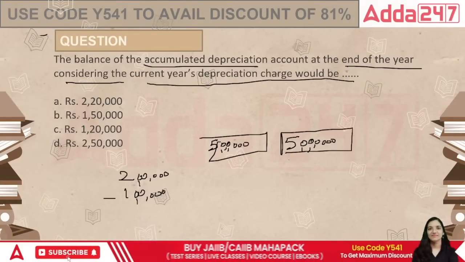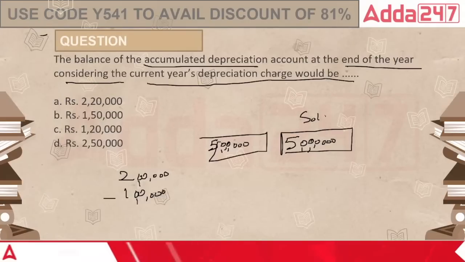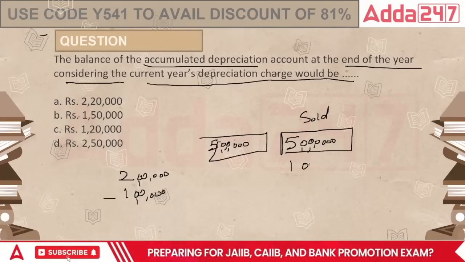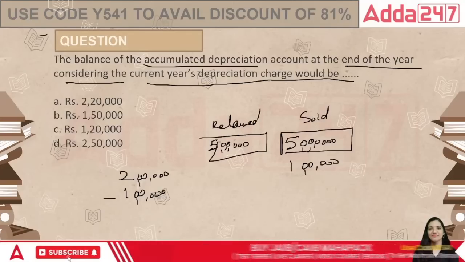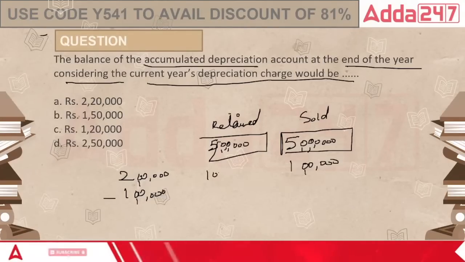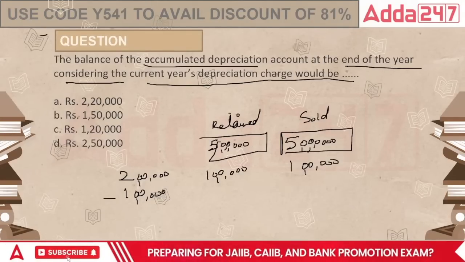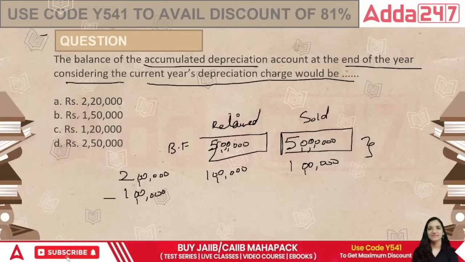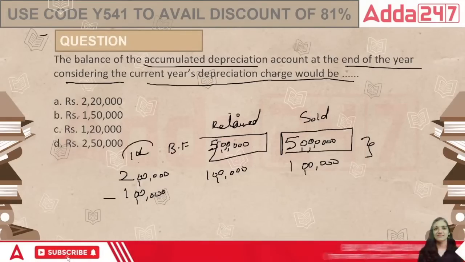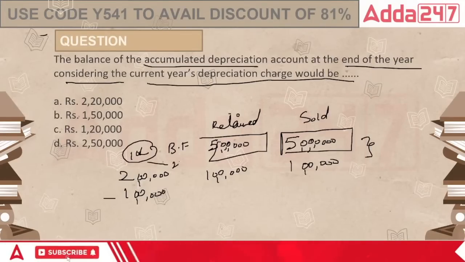Now, out of this, one is sold. The accumulated depreciation on it during the year was 1 lakh. The one which we retained had a depreciation of 1 lakh. This is the information that they gave, and this is the balancing figure that I created, because the total was 10 lakh there and the depreciation was a total of 2 lakh there.